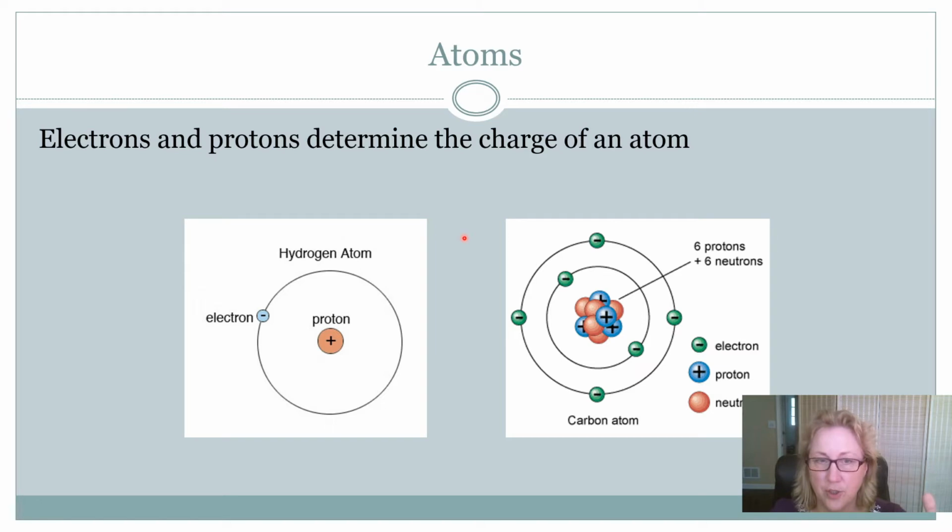So the electrons determine the charge. If we have an even number of positive and negative charges, then that atom has no net charge. Carbon typically has 6 electrons to go with its 6 protons. It always has 6 protons because otherwise it's not carbon. And this atom here would have no net charge. And this one here also would have no net charge because the number of protons and electrons are equal, and they each have a charge of 1. With electrons, it's -1. Protons, it's +1.